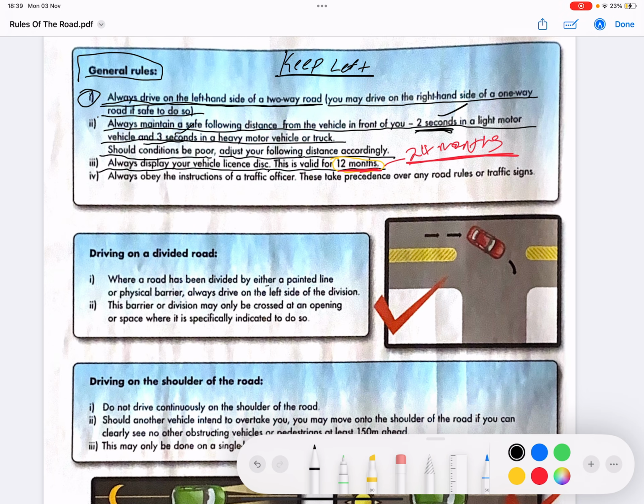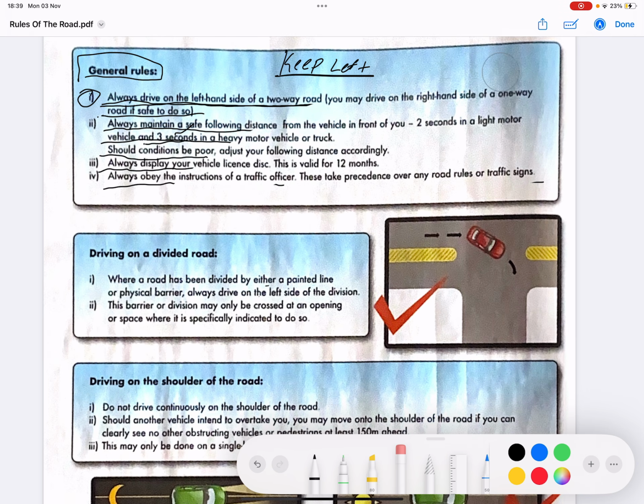Now, always obey the instructions of a traffic officer. These take precedence over any road rules or traffic signs. You must always obey the instructions of a traffic officer. So when the traffic officer says stop, where you are not allowed to stop, you stop, because the instructions of a traffic officer come first.